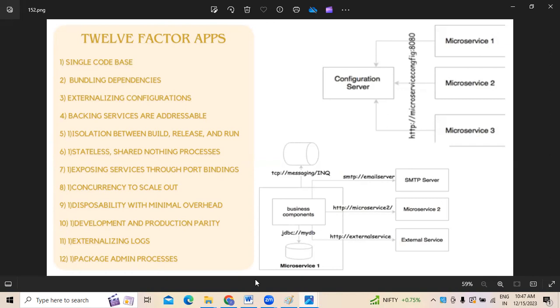Next one is about isolation between build, release, and run. Majorly, this is the principle we follow to create a strong isolation between the building of an application, releasing, and running the application stages. Normally, builds create executables, whatever jar files we have, including service runtimes like the HTTP listener.